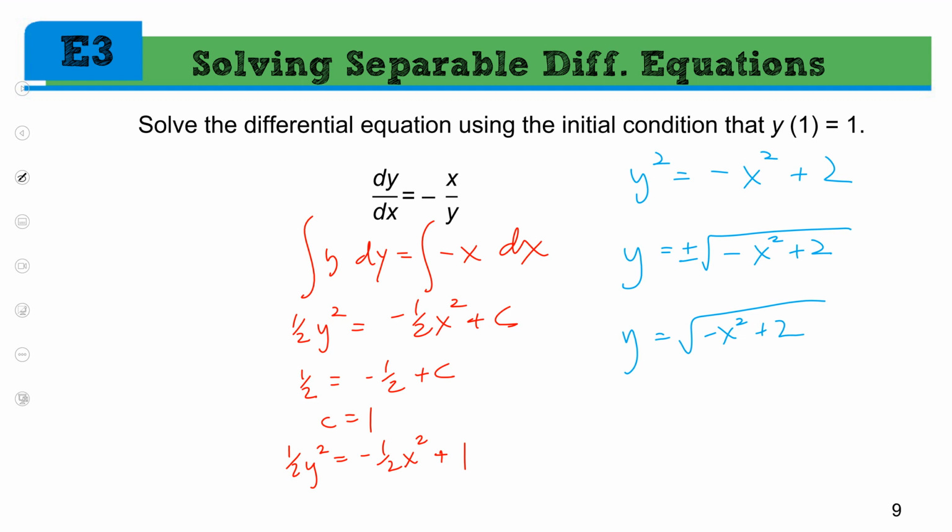To reiterate, in case you didn't hear him, the reason it's positive is because our original equation has y being positive. When you take a square root, there's a plus or minus, and you have to decide which one you go with. If there is no initial condition, then you can stay with the plus or minus. If, for instance, I didn't tell you that y of 1 equals 1, then you would solve it for y being plus or minus the square root of, and you'd have a c in there.